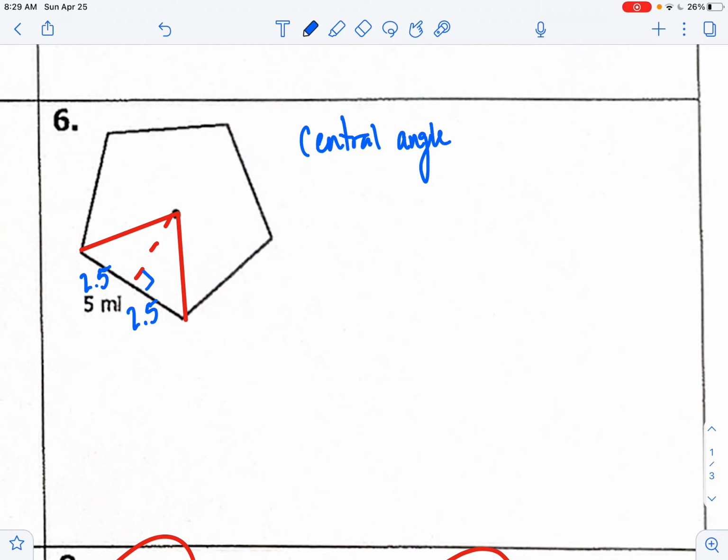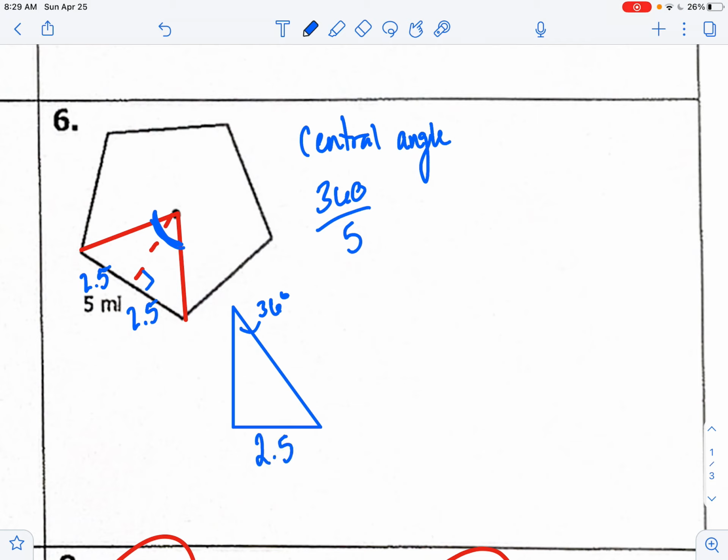So my central angle is found by doing 360 divided by the number of sides, which gets me 72 degrees. So this is all 72, which means that each half would be 36 degrees. I have 2.5, and I want the apothem.